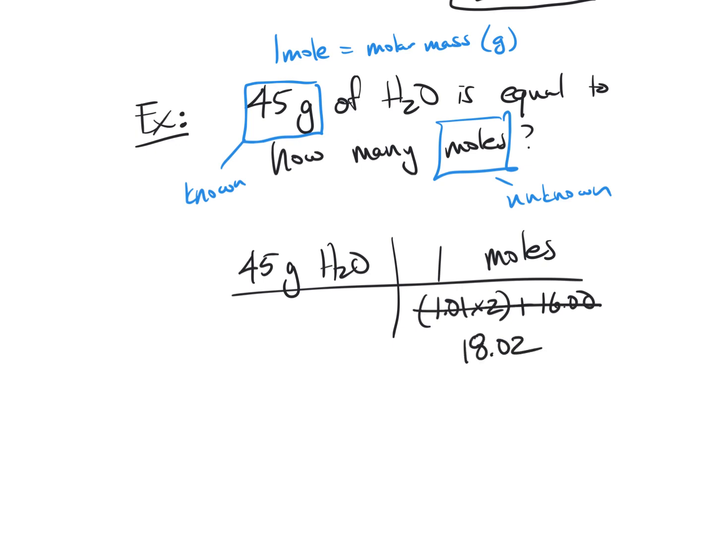So I'm going to do 45 divided by 18.02, because if you have a number on the top and on the bottom, you divide, and I get an answer 2.5 moles. That is how you calculate grams to moles or moles to grams.